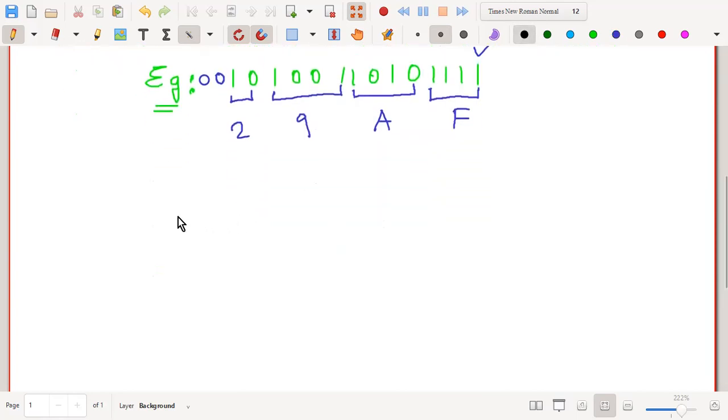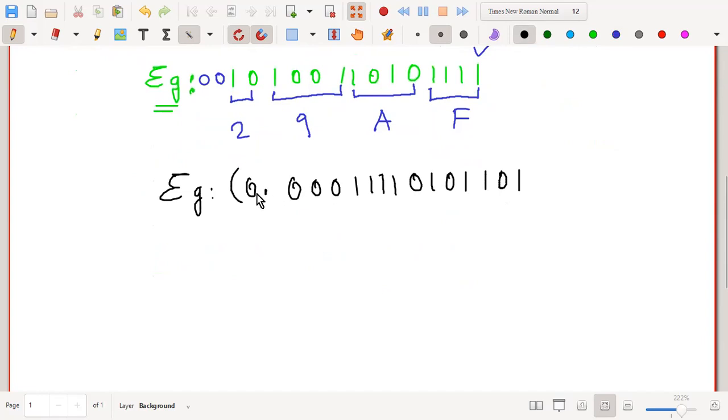Okay, suppose I have any fractional binary number. Let us say I have this, for example, 0.000000000, then I have 4 ones. Okay, then 0101, 0101, then 101. Suppose you need to convert this fractional part into hexadecimal.